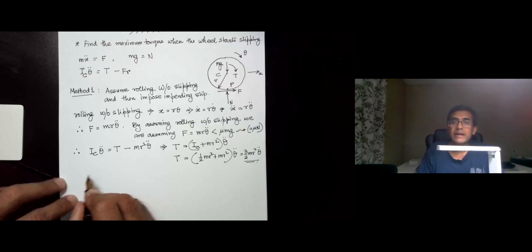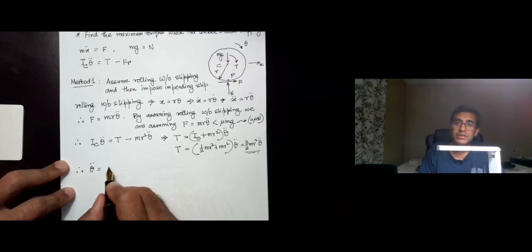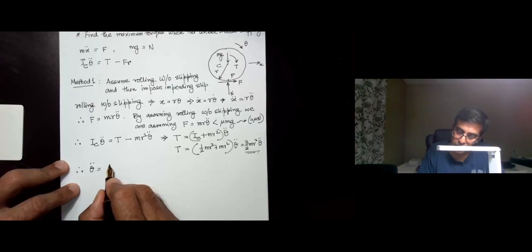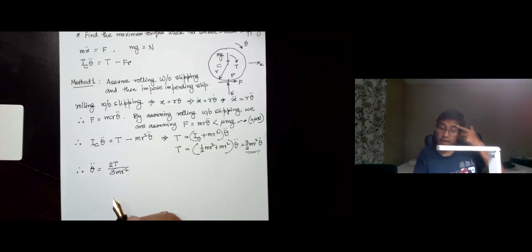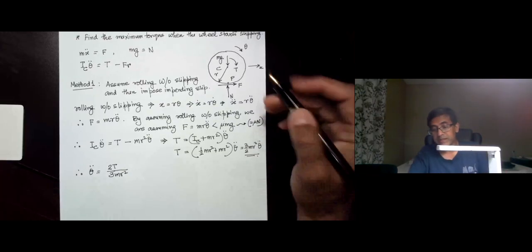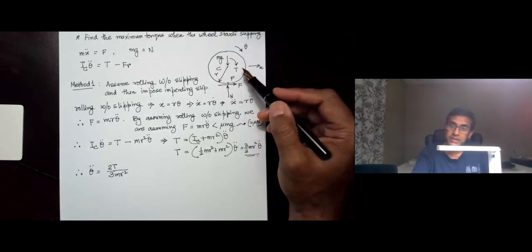So from this we can get an expression for theta double dot, as a function of the applied torque. We see that theta double dot is 2T over 3 m r squared. So in other words, if the engine that is causing the motion in this wheel, or the motor, is providing a torque of T, then the acceleration that it produces is given by 2T divided by 3 m r squared. Right? So that is the angular acceleration of the wheel.